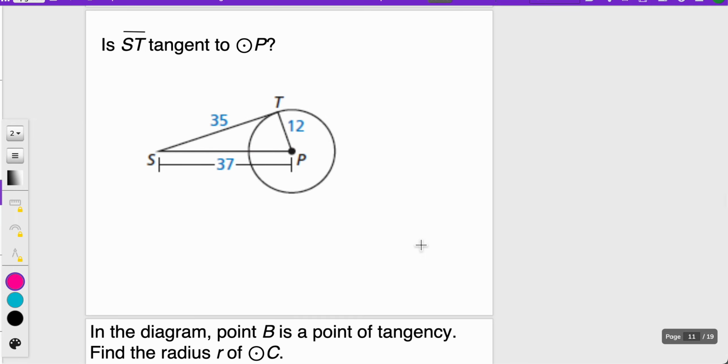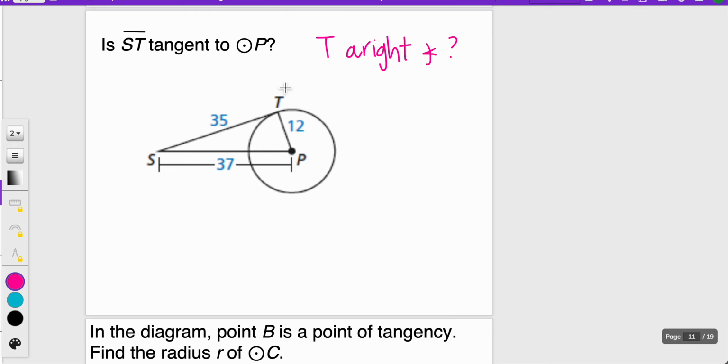So next up, what we're going to look at is, is ST tangent to circle P? So the first thing we want to know is, is T a right angle or not? Okay? So that's kind of the question we're asking ourselves.